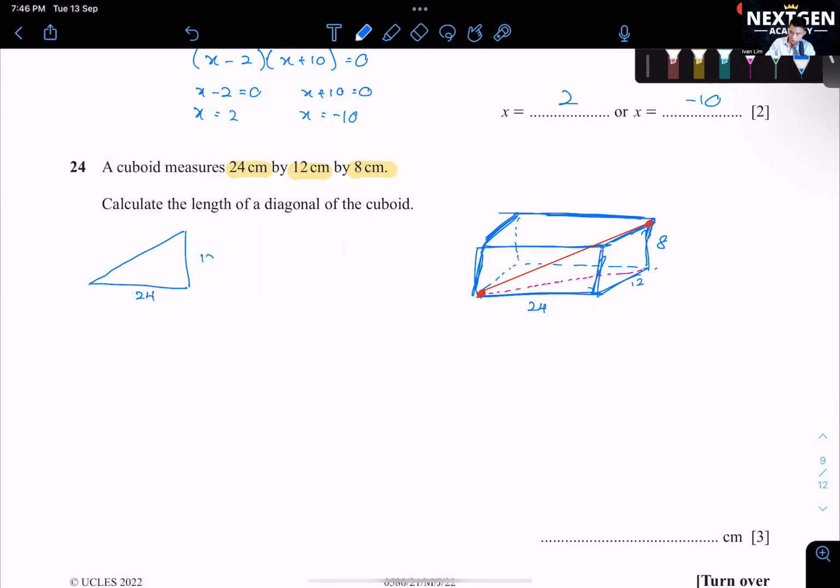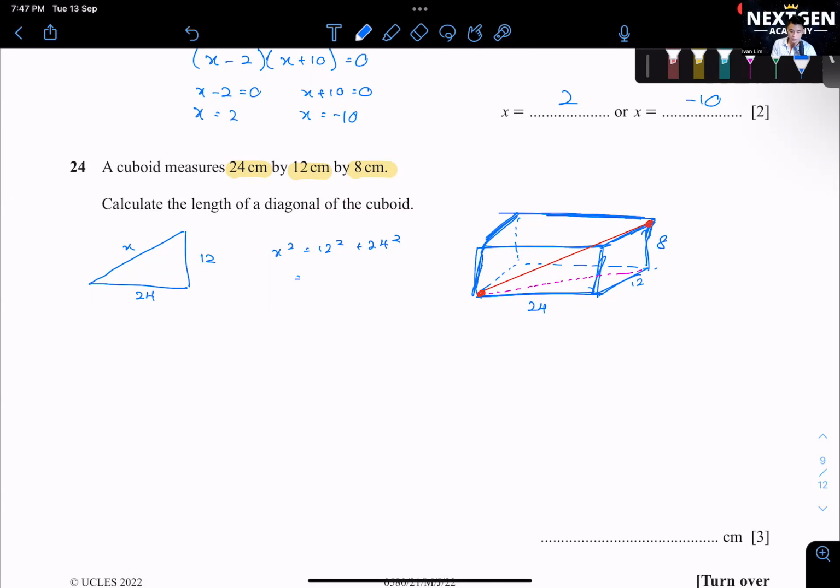24, 12. How do I get this? Use Pythagoras theorem. Okay, let's call this x. So x squared equals 12 squared plus 24 squared. Type in the calculator: 12 squared plus 24 squared, then you square root it.